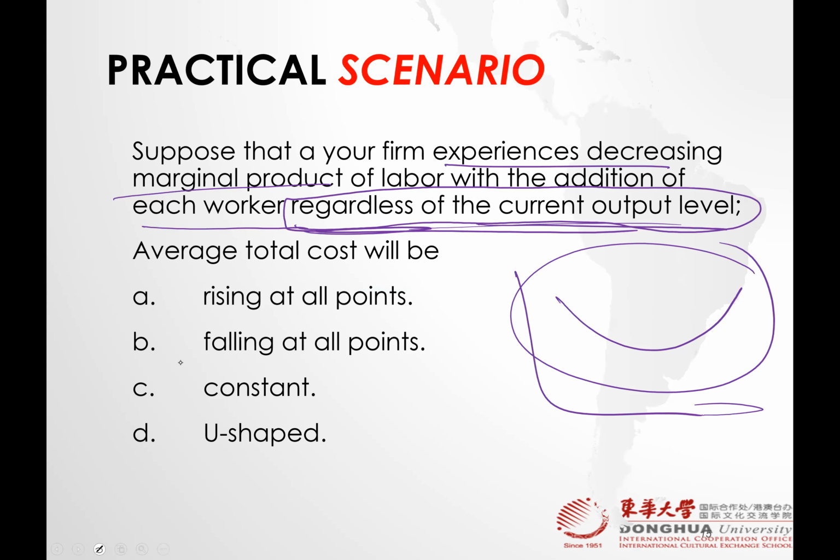We don't know where we are. If we know we are here, then we can say that average total cost is decreasing. If we are here, average total cost is constant. If we are here, average total cost is increasing. But we are not given these points. It means average total cost is U-shaped. Understand?